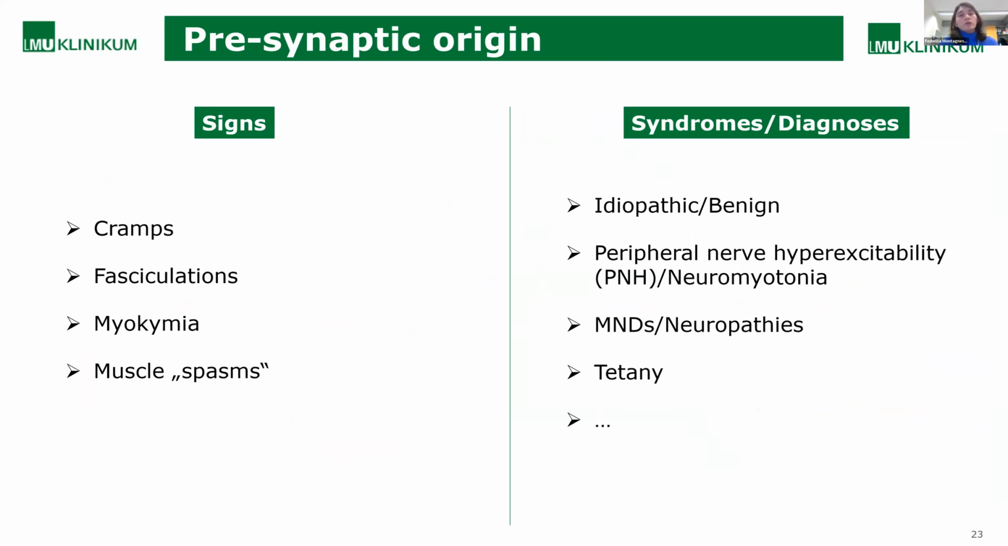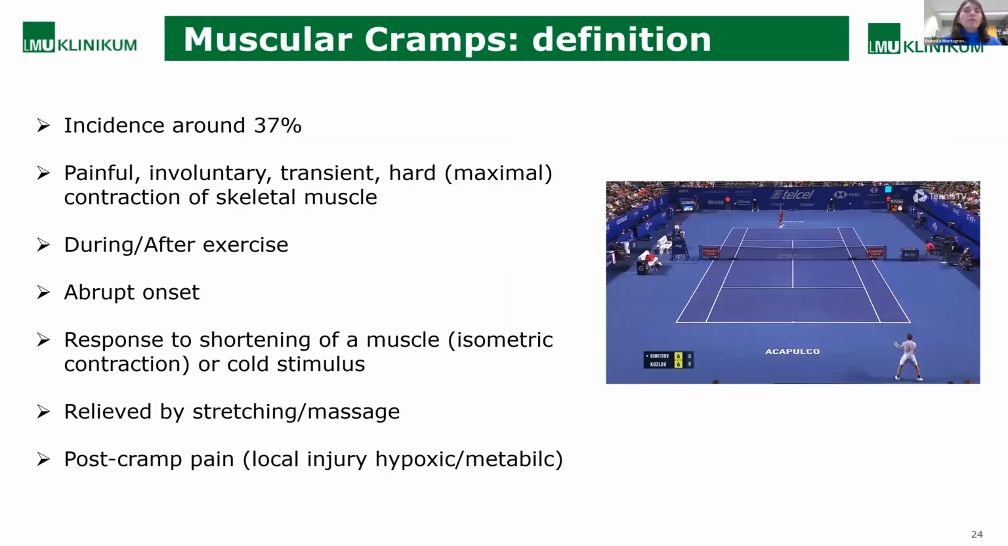So the classical neurogenic clinical features, therefore of presynaptic origin, are cramps, fasciculations, myokymia, and also some muscle spasms, as we see in tetany, even though the term spasm should be better used to indicate involuntary muscle contraction of central origin, as we see, for example, in spasticity and in multiple sclerosis. And we have, of course, many different neurogenic neuromuscular diseases which can be associated with these symptoms, but these can also be idiopathic or benign symptoms. We can start with muscle cramps.